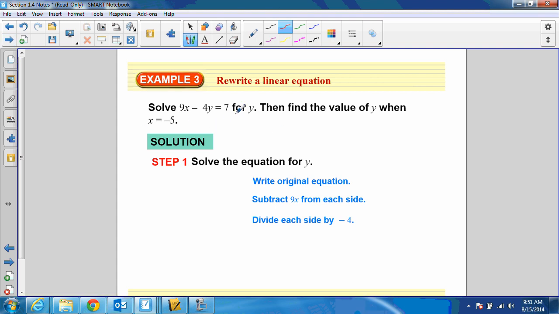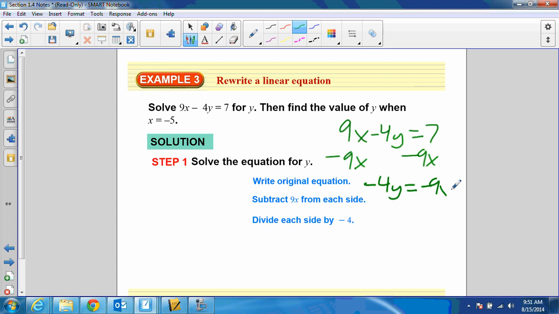You always have to be able to solve for y. Put it in slope-intercept form. When they say solve for y, it means the same thing. So how do we solve for y? Well, first thing we have to do is subtract 9x from both sides. So we get negative 4y equals negative 9x plus 7.